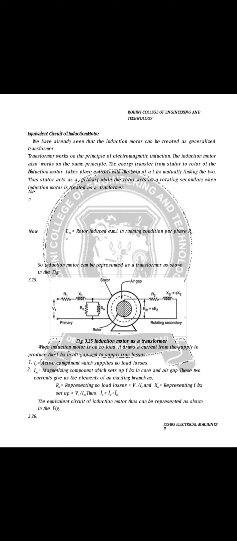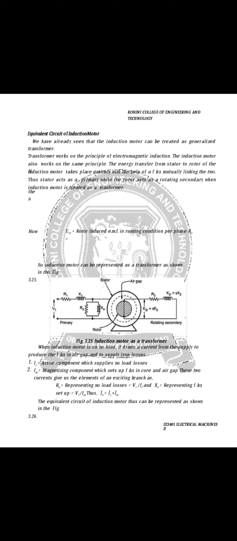as a transformer. If E1 is the induced voltage in the stator per phase, E2 is the rotor EMF induced per phase. K is equal to rotor turns per stator turns. Therefore, K equals E2 by E1. E1 is the EMF in the stator phase, while E2 is the induced EMF in the rotor due to the mutual induction at standstill.